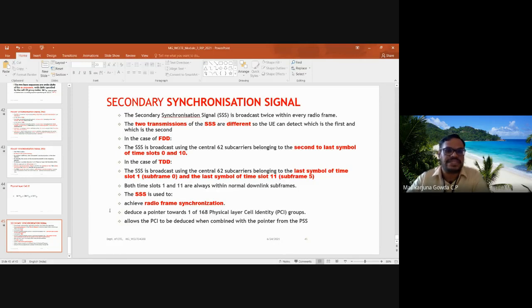And these secondary synchronization signals are used to achieve radio frame synchronization. So this is what the SSS is used for. But PSS is not used for radio frame synchronization. What is achieved, I also said, just have a look. The next point is similar to the SSS.